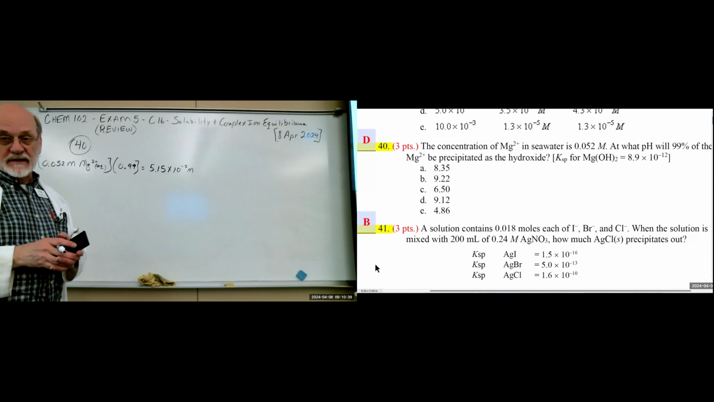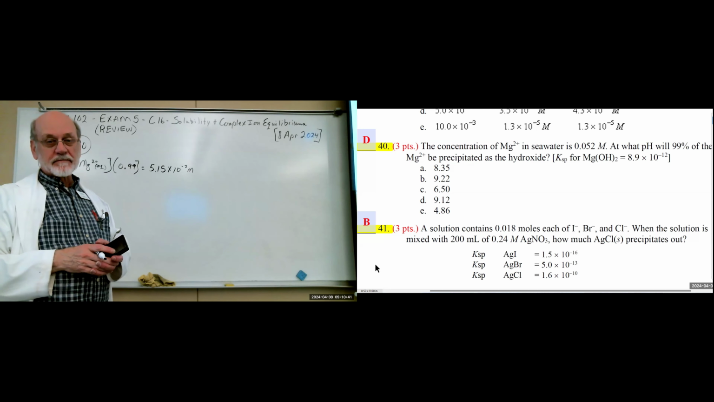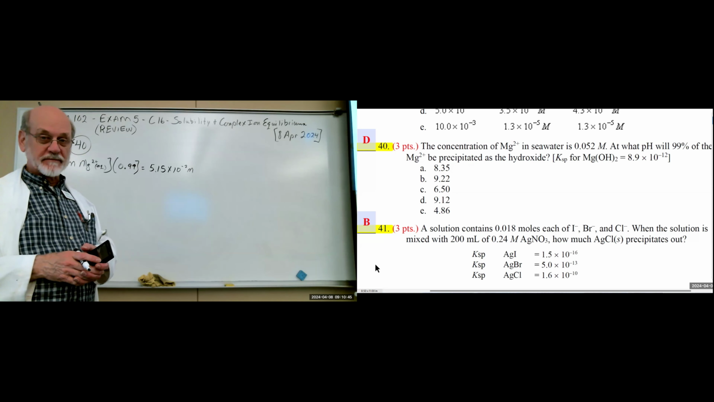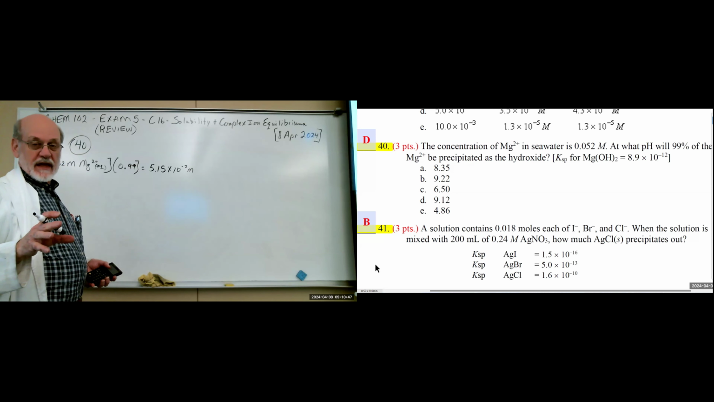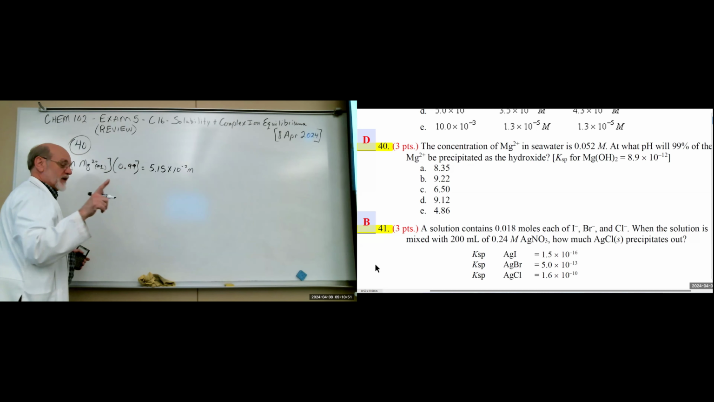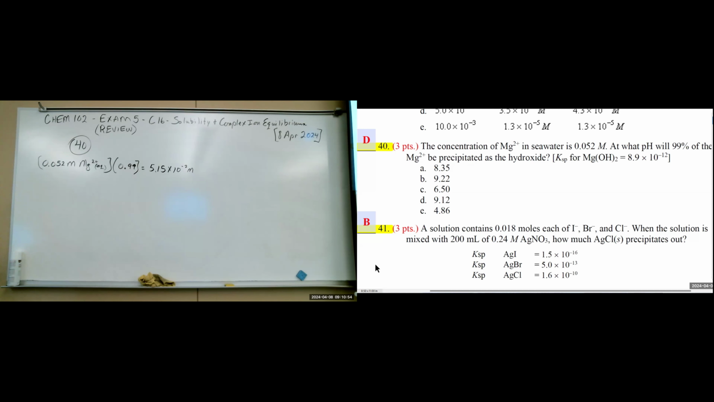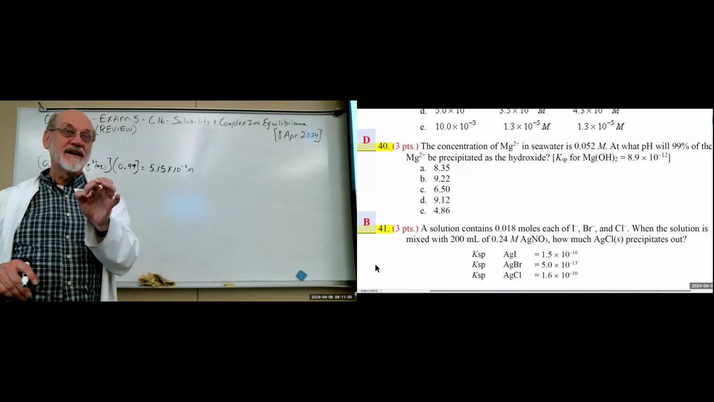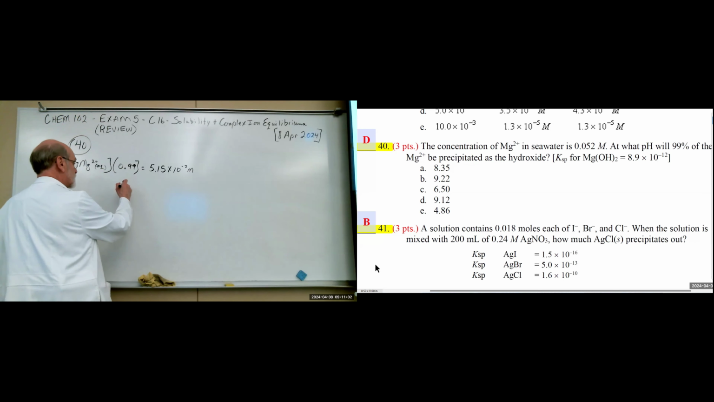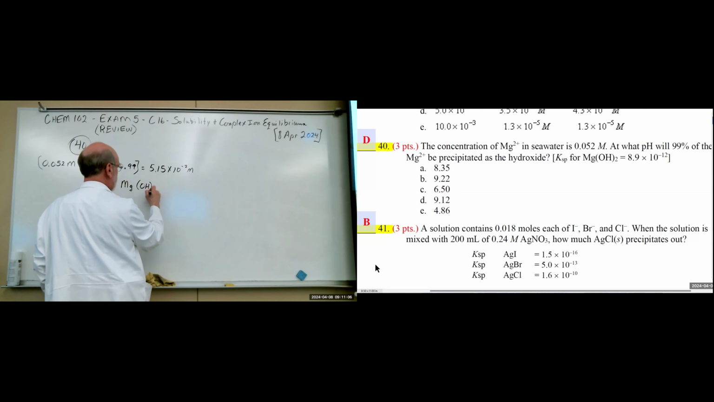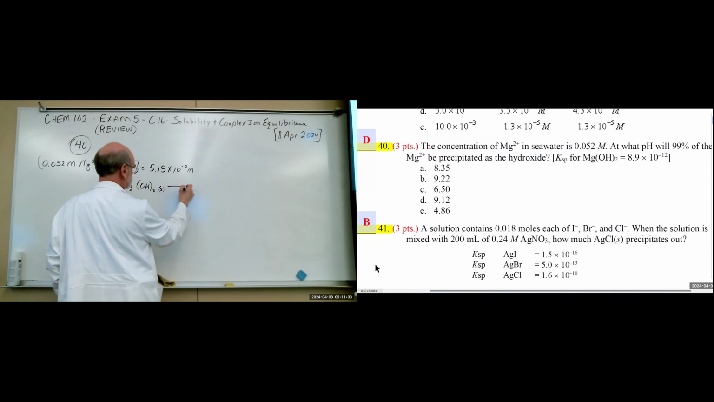All right. At what pH will this happen? Well, the clue there is the pH. How are we going to precipitate this? And the other clue is they're giving you Ksp for magnesium hydroxide. So they're telling you in this problem, magnesium hydroxide is the solid.